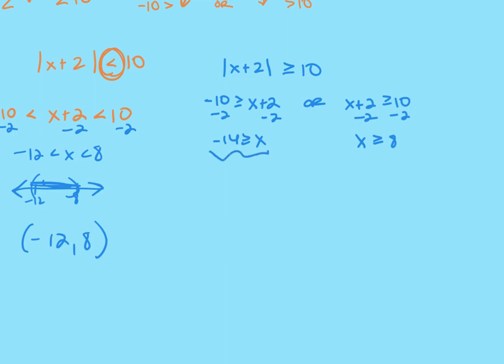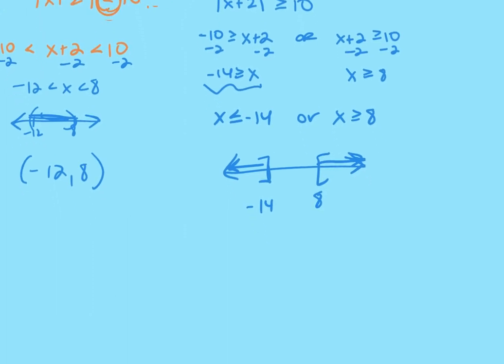And then this side, I put the x first. I just rewrite the order so my brain can read it left to right. The big part still faces the negative 14, so it's less than or equal to negative 14, or x is greater than 8. And then it's a bracket on the negative 14 to the left, and a bracket on the 8 to the right. So negative infinity to negative 14, and 8 to positive infinity.